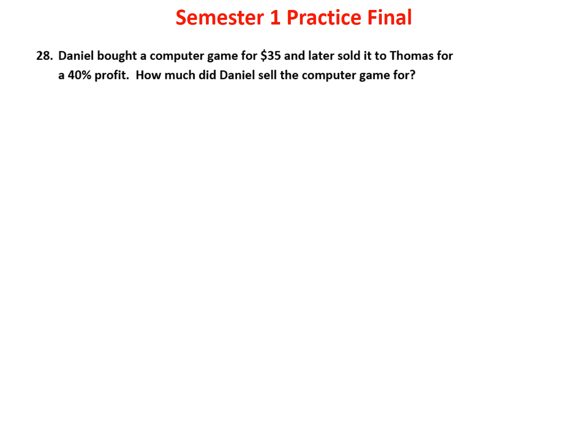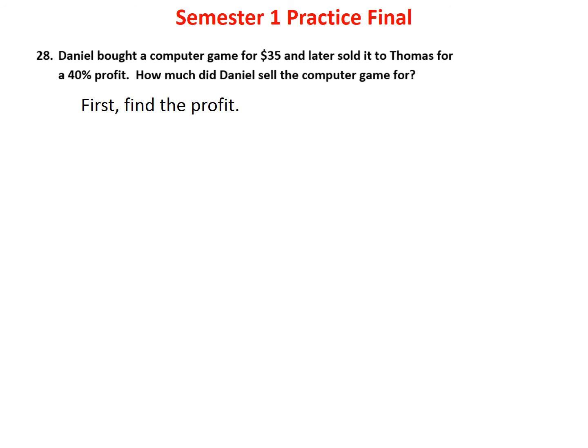In problem 28, it says that Daniel bought a computer game for $35 and later sold it to Thomas for a 40% profit. How much did he sell the computer game for? So what we're going to find is, first of all, what's 40% of 35, the profit, and then we're going to add it to the 35 to find out how much he actually sold it for. So let's begin. First, we're going to find the profit.